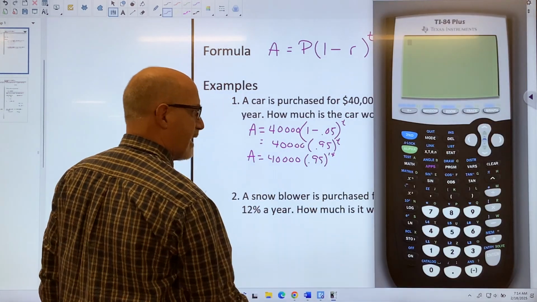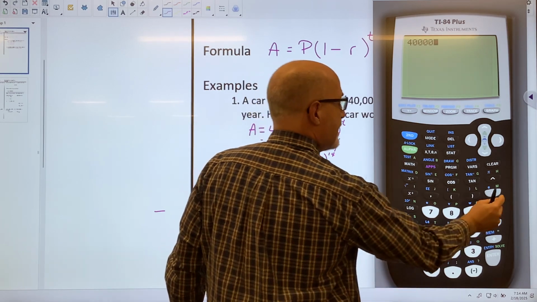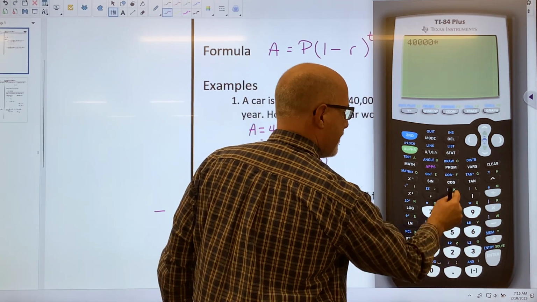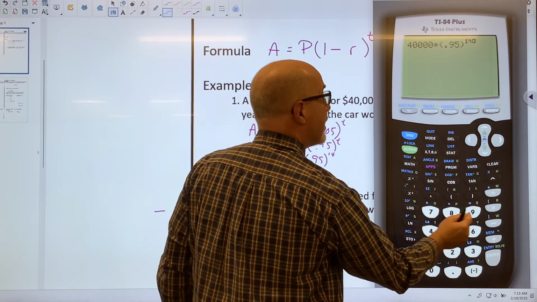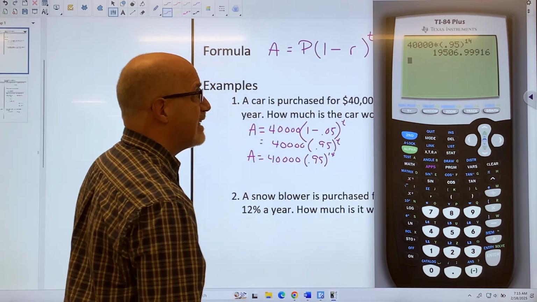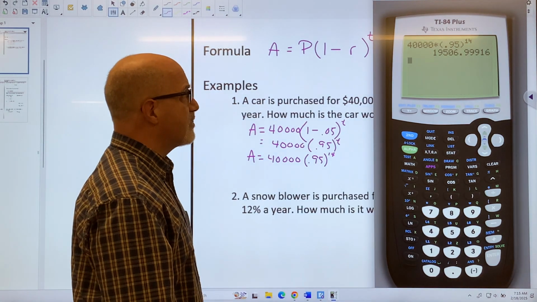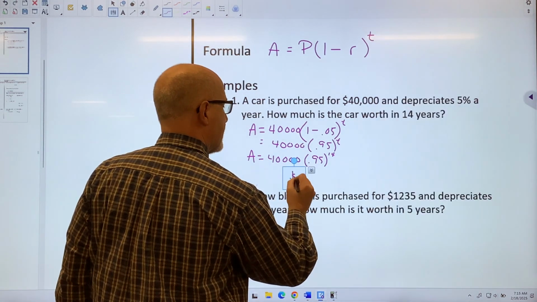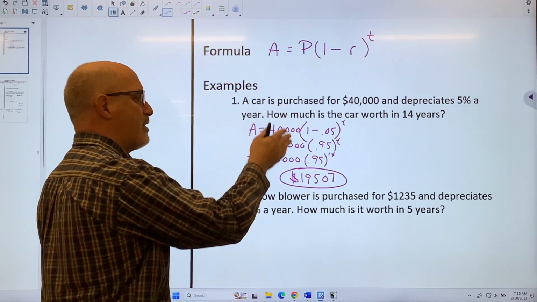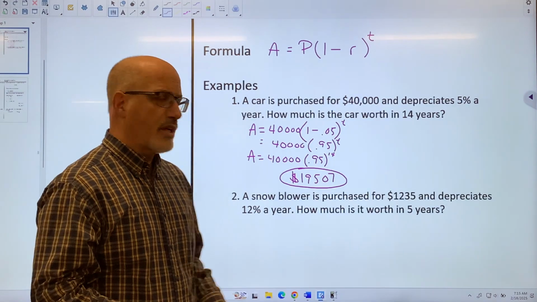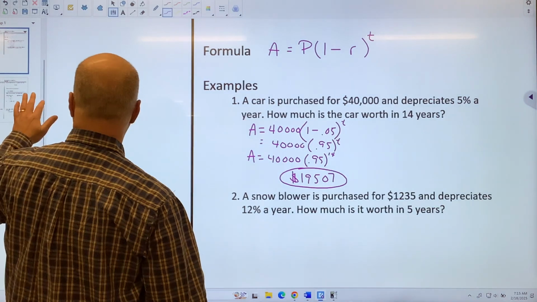So let's go ahead and calculate that. When we do this, we're going to take 40,000 times 0.95 raised to the 14th power. And we get an answer of $19,507, if we round to the nearest dollar. So that's how much the car would depreciate in the 14 years to give us the amount it is worth 14 years into the ownership. Let's try another one here.